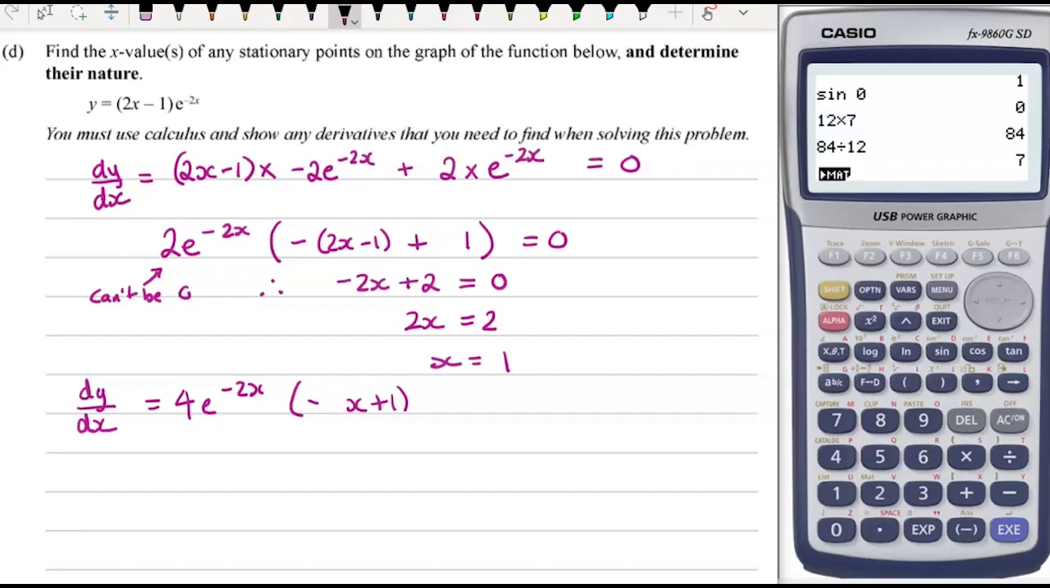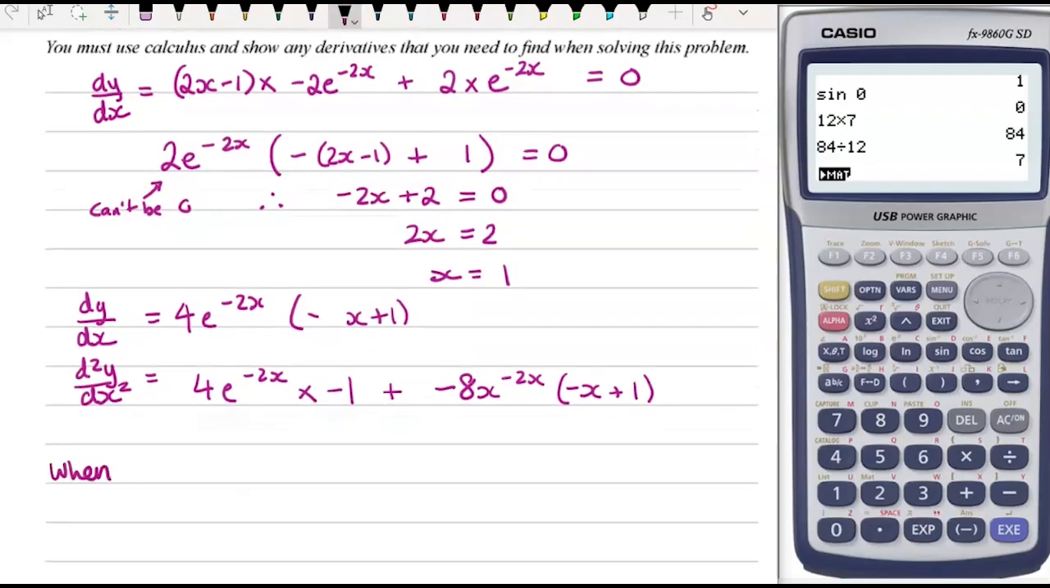Okay, now if we are differentiating this again, we're going to have the first term, leave it as it is, times by the derivative of the second term, which is minus 1, and then differentiate the first term, we get minus 8e to the minus 2x times by the second term as it is.